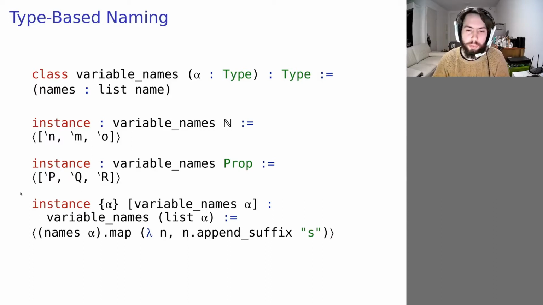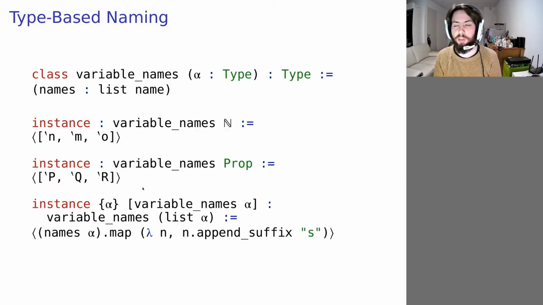And we can also do some cute things with this. So for example, here the instance for lists is kind of interesting. If we associate the name alpha with some typical variable names, then we can get the typical variable names of lists of alpha by saying, okay, take the typical names for alpha and just append an S to each. So a list of natural numbers would be called NS, MS, or OS, depending on which of these are already used. So this is kind of a nice way to do this, I think.